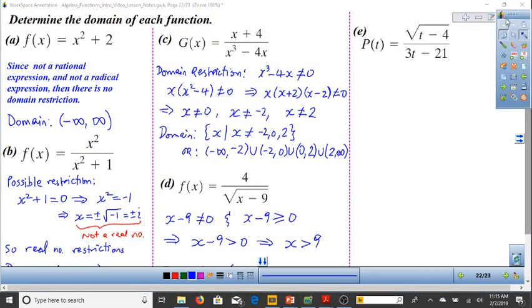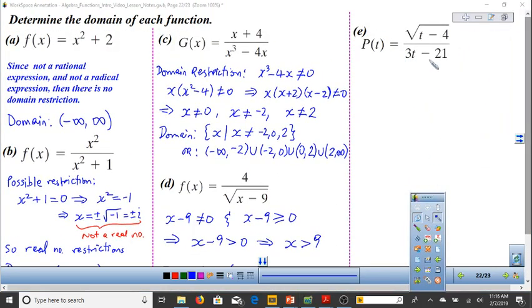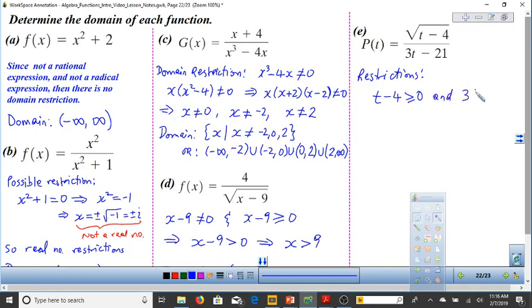Now let's try this little challenging one here. We'll go into more details with these later on. In this case, we're saying we need the domain restrictions. We need t minus 4 to be greater than or equal to 0. And also at the same time, we need 3t minus 21 to not be 0. Because the expression under the radical has to be non-negative, and the denominator cannot be 0.